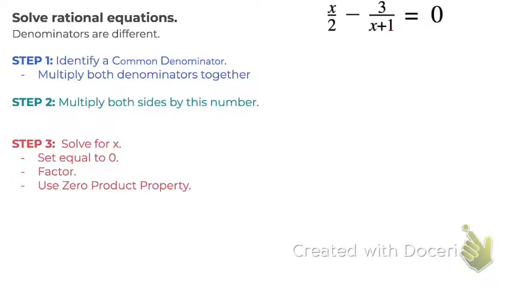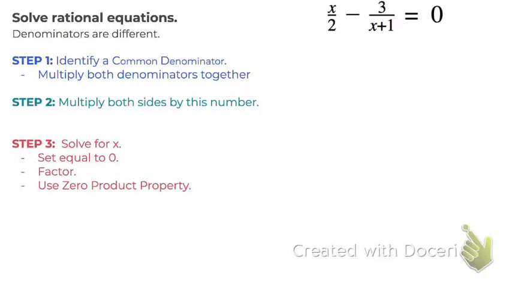Here we're going to solve this rational equation, and notice that the denominators, the bottom number of each fraction, are different. So what we're going to do is make them so they are not fractions anymore, and then we can solve for x. To do that, we're going to find a common denominator.